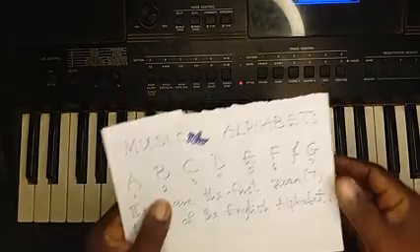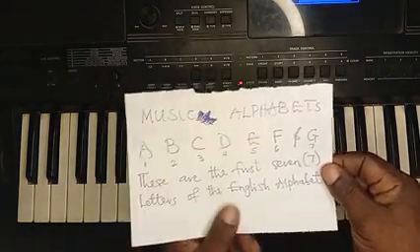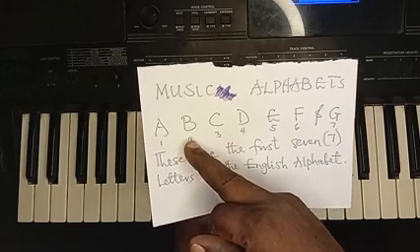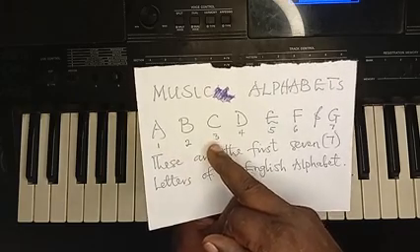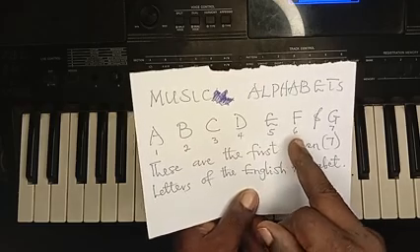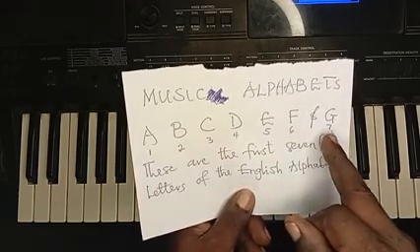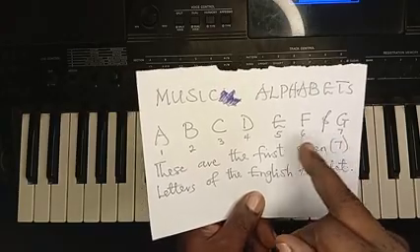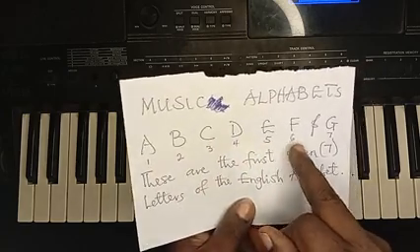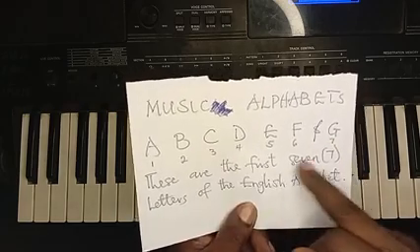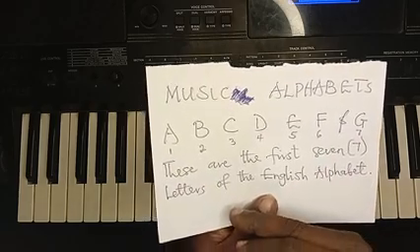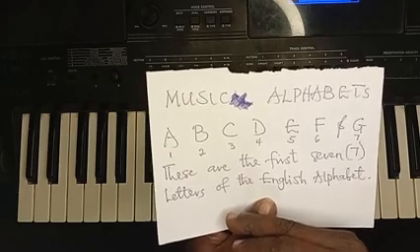Look at this chart I'm holding. You have A as the first letter of the English alphabet, B, second one, C, the third one, D, the fourth one, E, the fifth one, F, the sixth letter, and G, the seventh letter. That is to say, A, B, C, D, E, F, and G. These are the first seven letters of the English alphabet used in music.